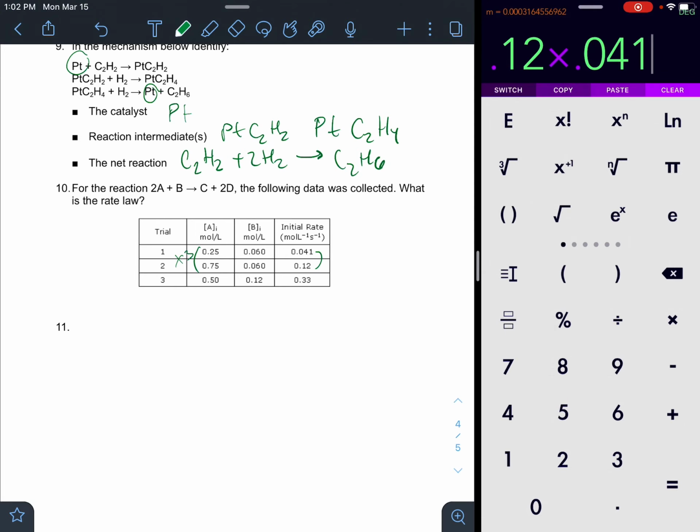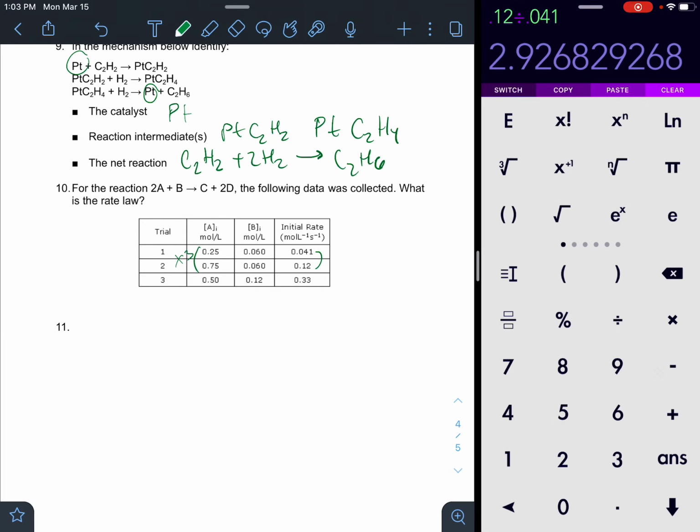Oh, I use times, of course. I'm like, what is going on? All right, there we go. So that's about 3, right? About 3 times. And sometimes with experimental data, you'll notice that they are not perfect numbers. So to me, that means that A is to the exponent of 1.